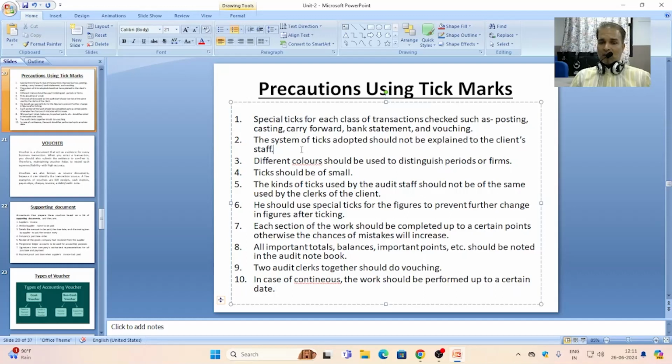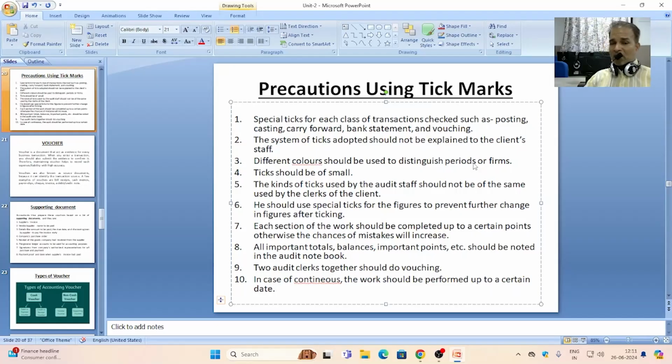Second, the system of ticks adopted should not be explained to the client's staff. Otherwise, they can use those types of ticks marked by the auditor to manipulate the audited books of accounts or unaudited books of accounts.